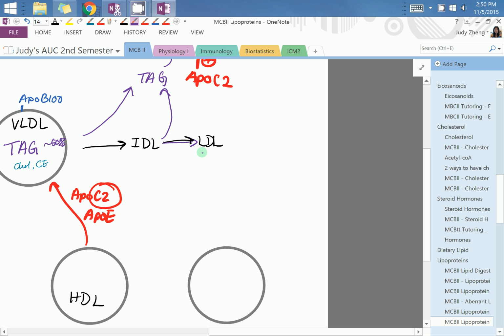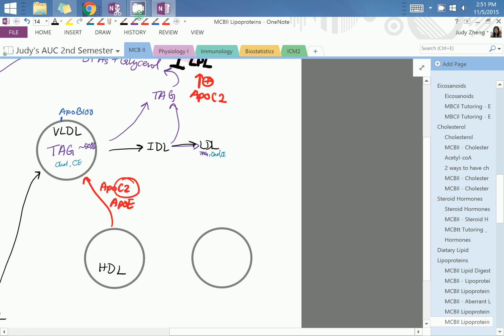So let's talk about, okay, so the triglycerides has dropped off so much that triglycerides is now only a very small portion of this LDL. Sorry, it's like a tongue twister. It's going to have some cholesterol and some cholesterol ester. And recall, it's still going to have the ApoB100 that was made by the liver.